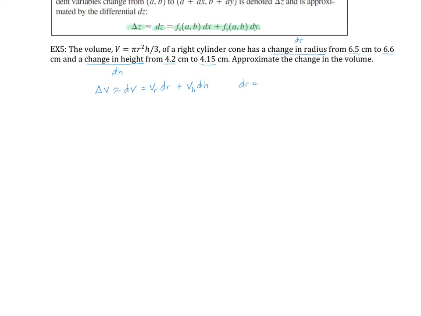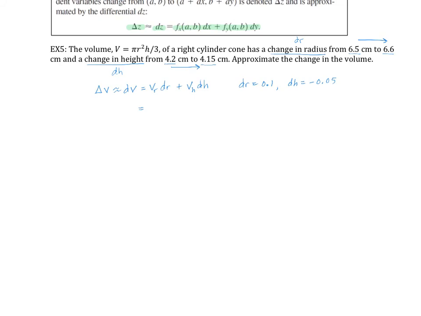Our dr goes from 6.5 to 6.6. So dr is a positive 0.1. dh is going from 4.2 to 4.15. So that's a negative change of 0.05, right? Because you have to go from your starting to your ending point. Now all I have to do is plug those values in.